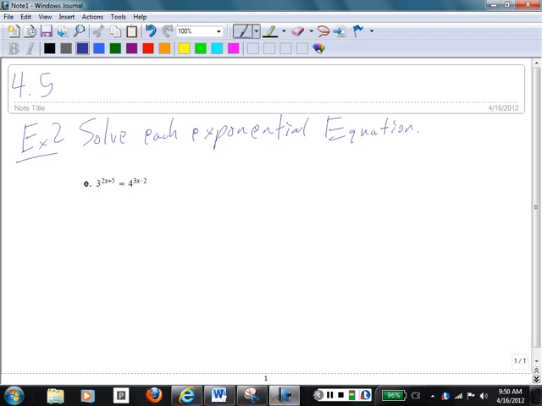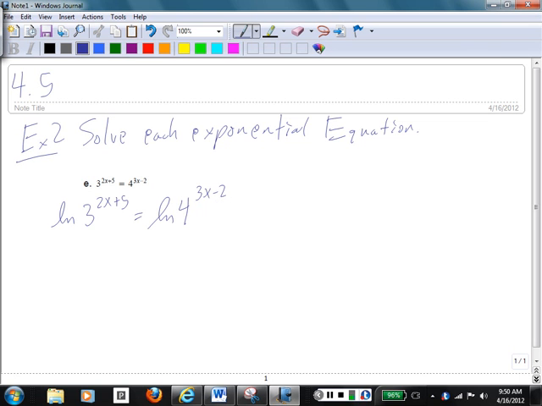Also, for the f part when we get to it, the base will be the natural base e, and that works a little bit better with the natural logarithm than it does with the common logarithm. The e base shows up more often than the base 10, so for that reason, I'll just use natural log all the time. So the natural log of 3 to the power of 2x plus 5 equals the natural log of 4 to the power of 3x minus 2.